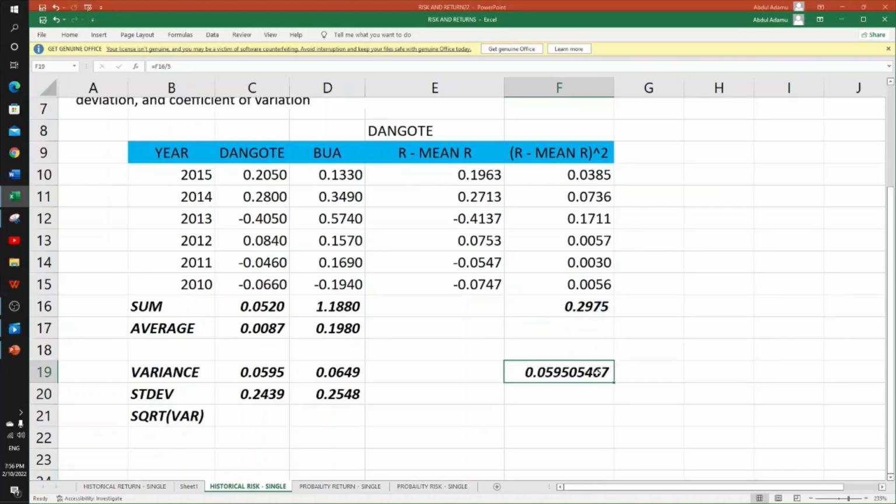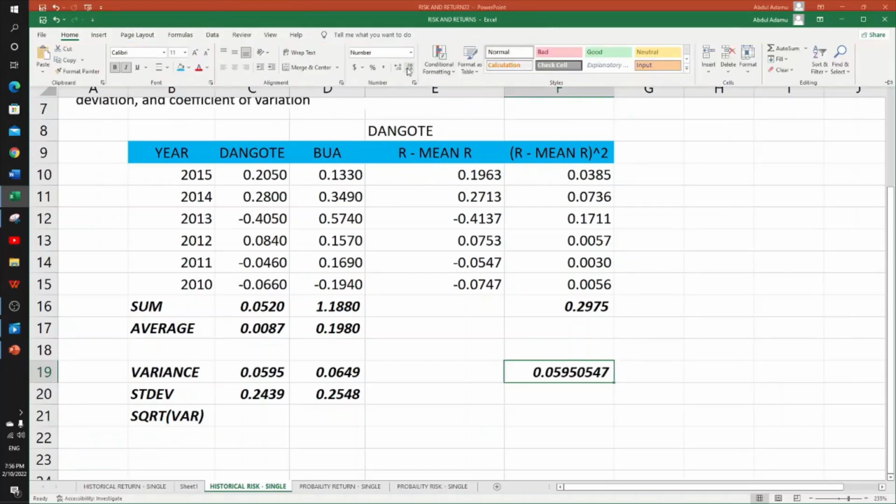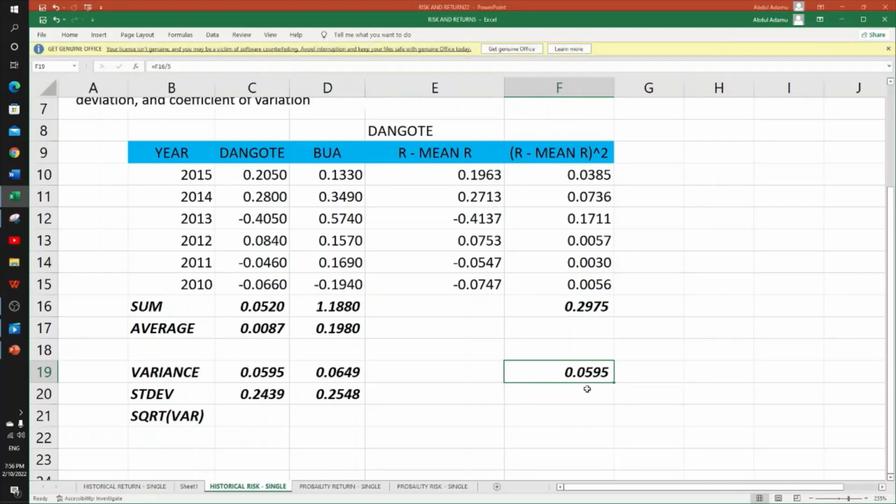So we can see that the variance is the same thing as this. If we reduce the decimal place, you can see they are the same. That is the variance. So here, let me delete it. You can find the standard deviation equals to, you use square root of this number, enter. This is the standard deviation.